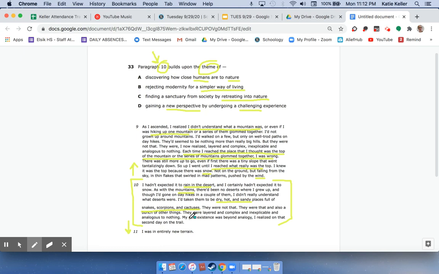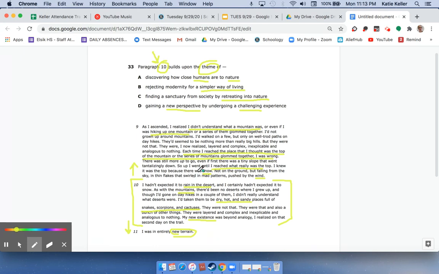She says her new existence was beyond analogy. So she's talking about her new existence, her new life. And in paragraph 11, it says that she's in entirely new terrain. So that idea of newness is repeated.